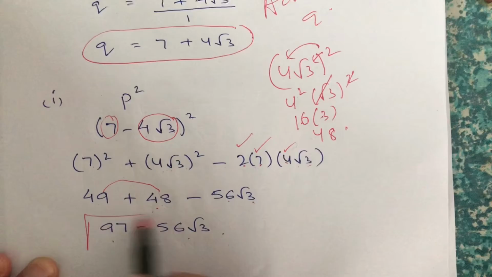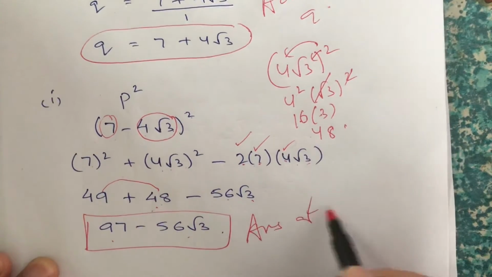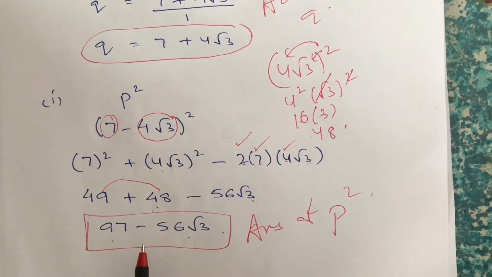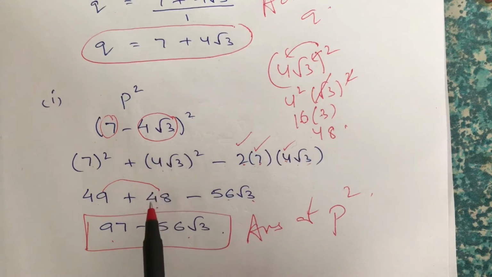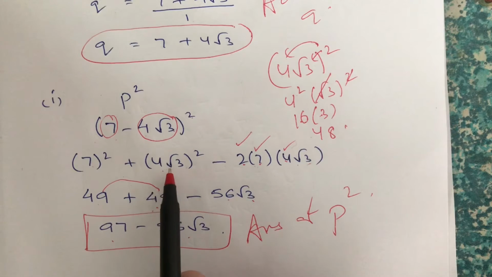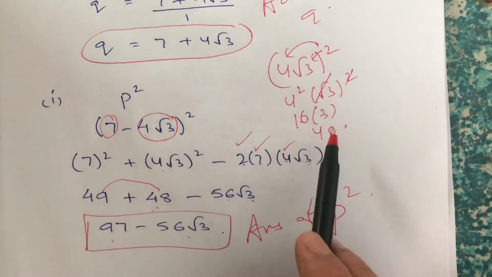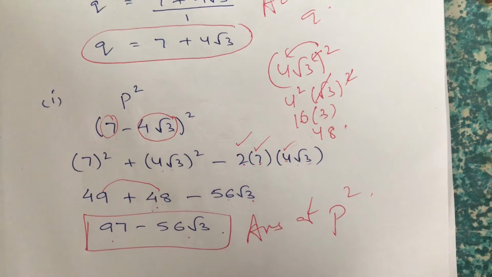So that's the answer of P squared. My P squared is equal to this much. This I've already explained to you over here, so this is how we get the answer 48. You can also go ahead and do it in rough, and whatever answer you get ultimately, that is what you put over here.